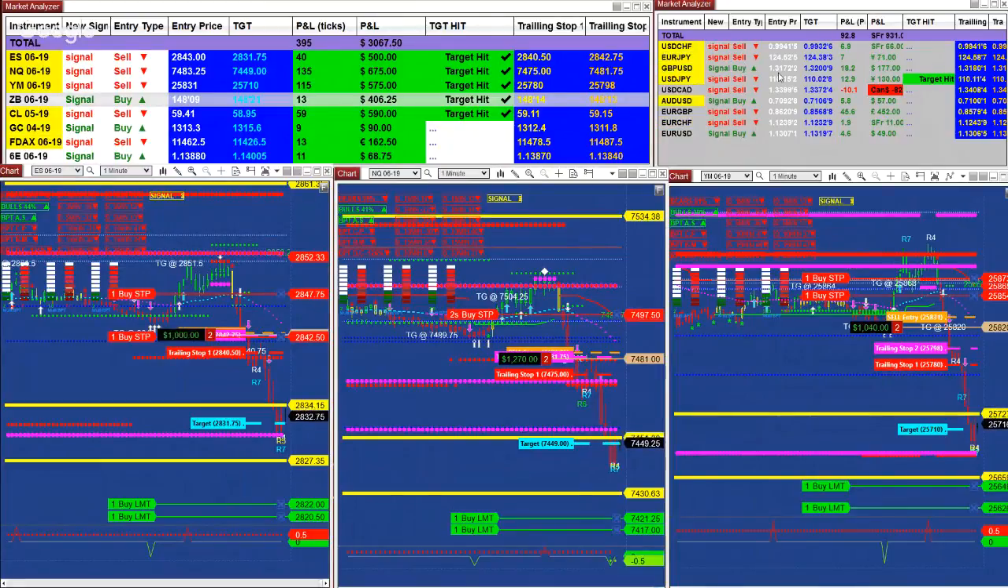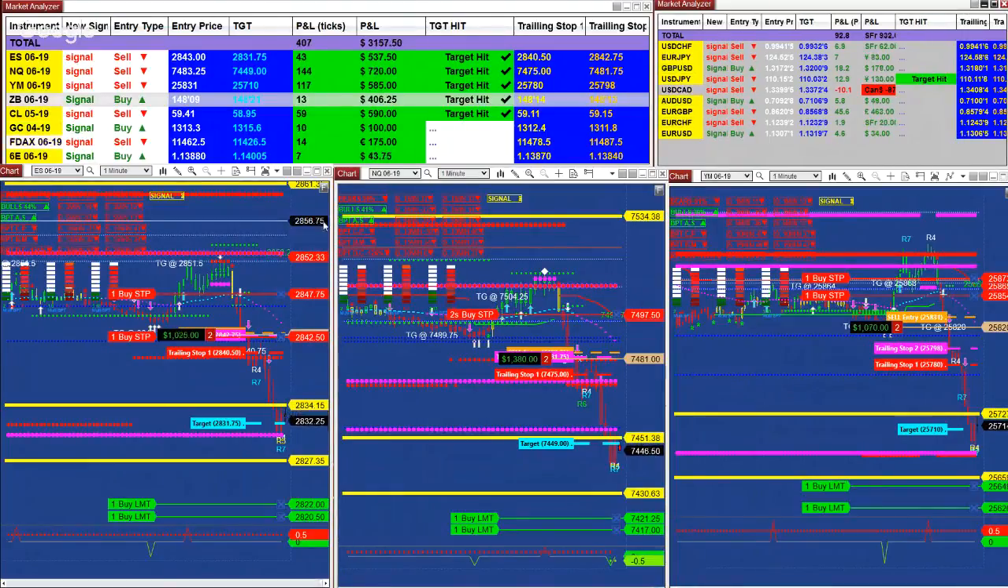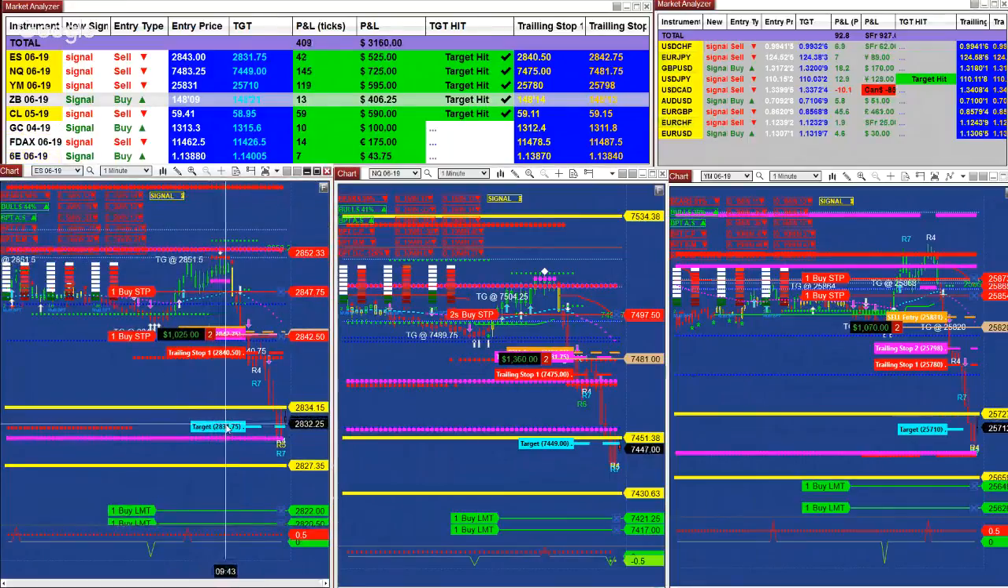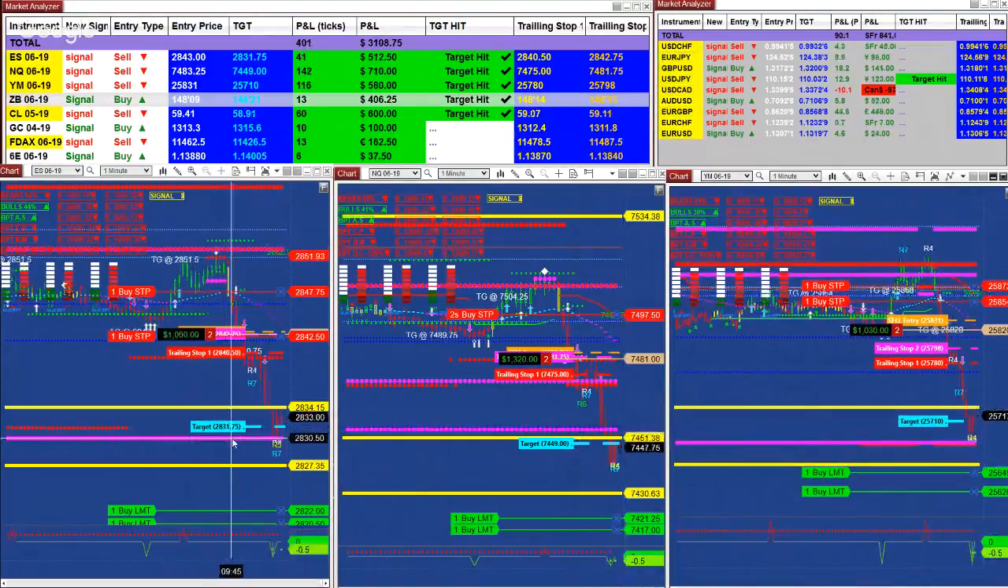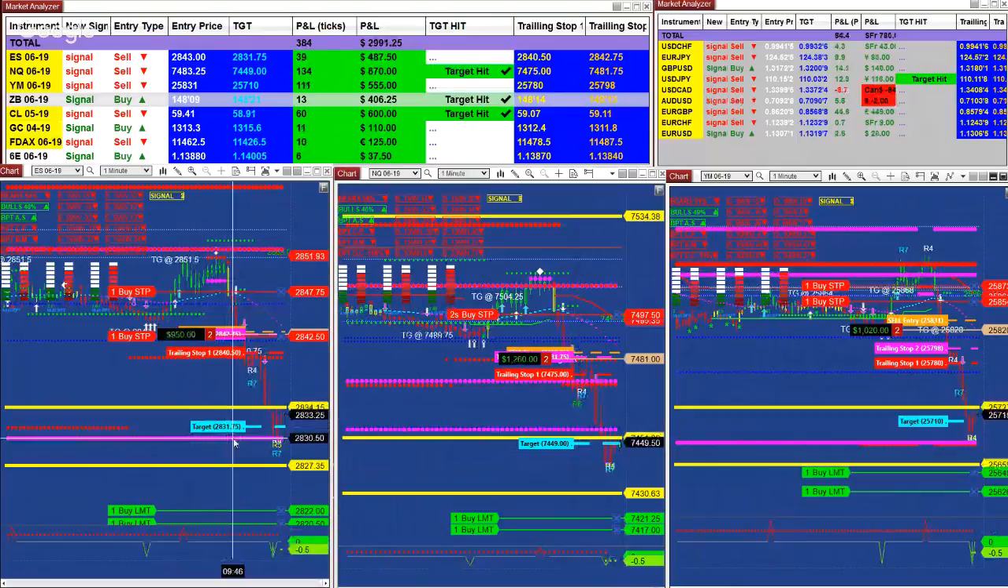and then when the target hits, it's right there in front of you. As you see here, we have hit the target at 28.31, and we hit the target on the NASDAQ at 7449, and we hit the YM at 25.710. So all of them have hit a very major support line.